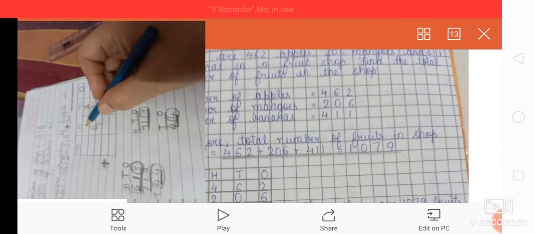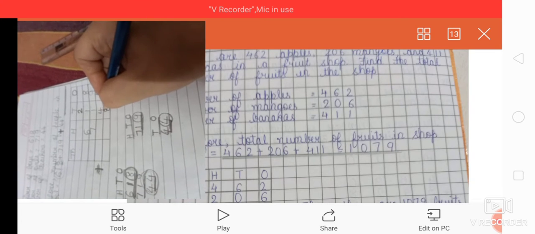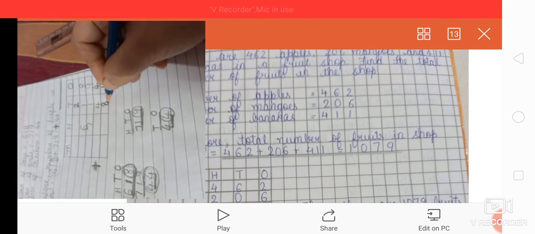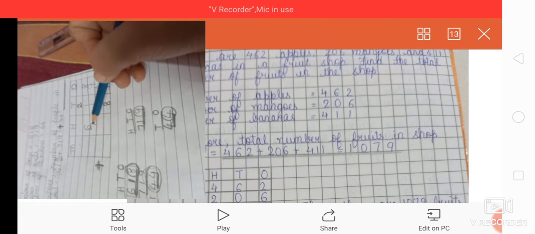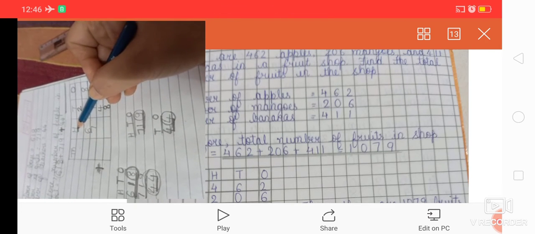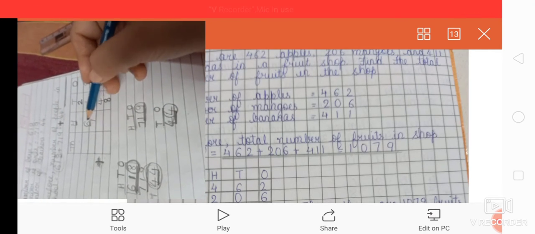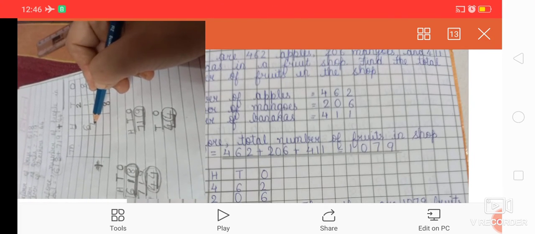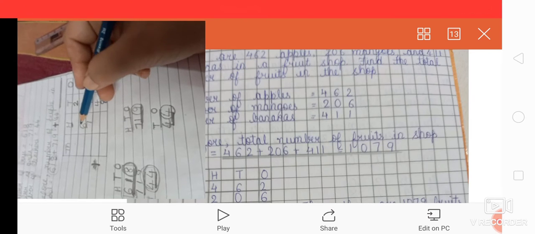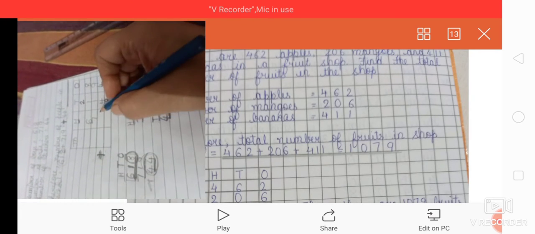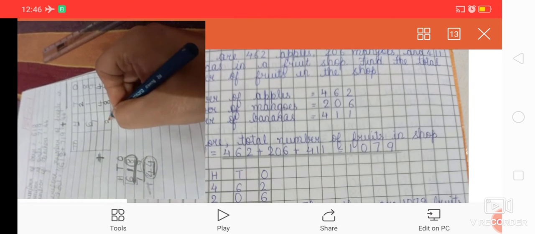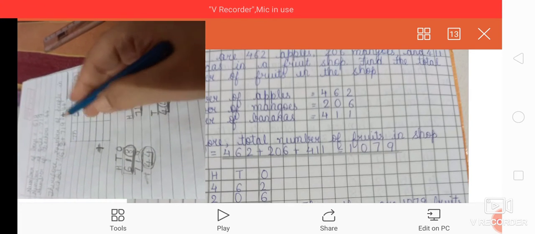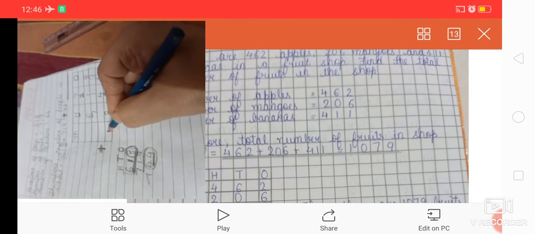Now there is no number to carry forward because 8 is a single number. So it comes down here only. Now we will add the numbers on the hundreds place. 6 plus 7. How much is 6 plus 7? 6 plus 7 is 13. So 3 you will write down here and 1 you will not carry forward up. You will write it directly down.